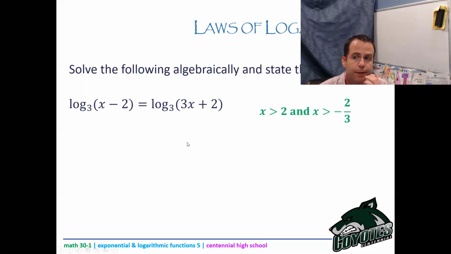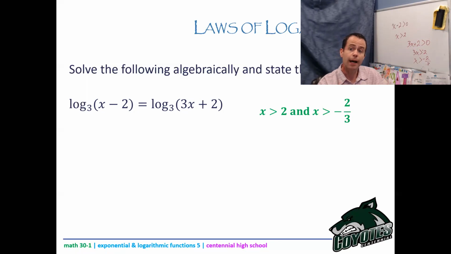If you're trying to figure out where I'm getting those, I'm setting x minus 2 greater than 0. I'm doing it in my head, and if you want to do it on paper, that's totally fine. x minus 2 has to be greater than 0, so x has to be greater than 2. And 3x plus 2 has to be greater than 0. Bring my 2 over, that's where the negative comes from, and then divide by 3. So 3x is greater than -2, and x is greater than -2/3. Sorry, I forgot my negative there.